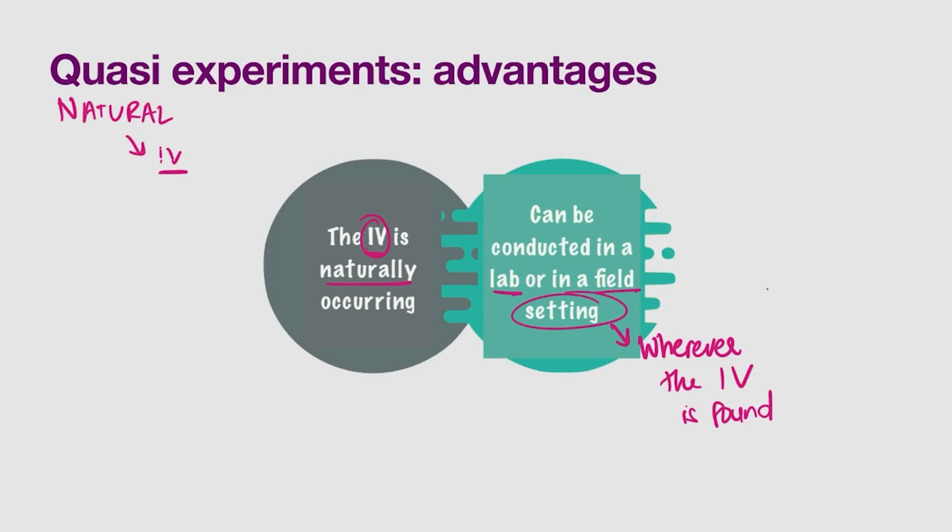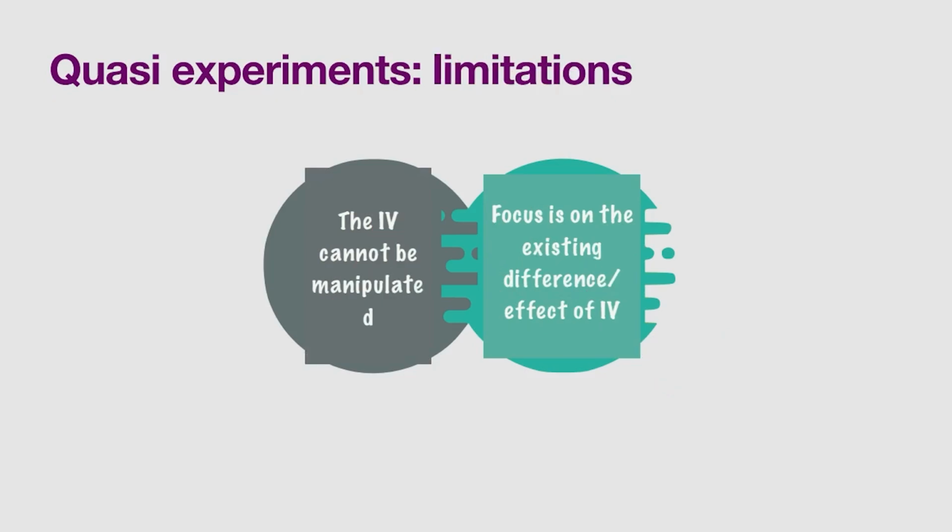And so the field is determined more by the IV than by the experimenter, but also the naturally occurring IV can provide more choices to the researcher of where they would like to conduct their experiment. But like the other method types of experiments, this also has some limitations.